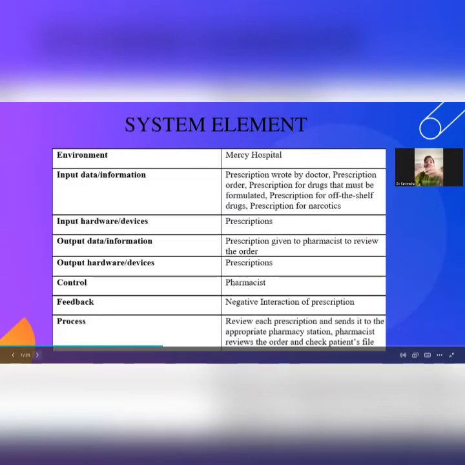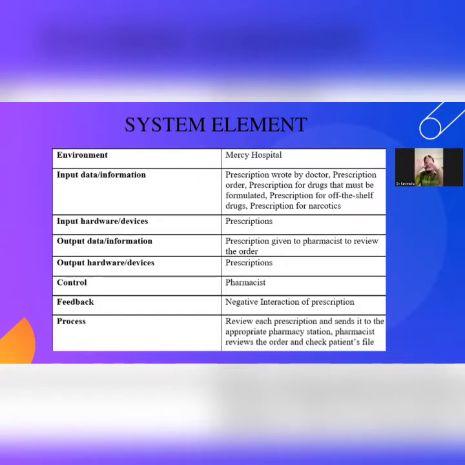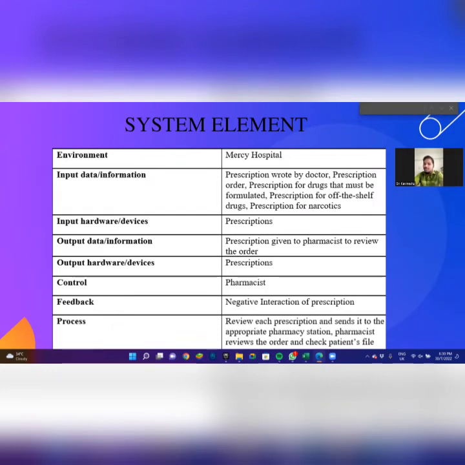This is the system element. The environment and control use input data and information, which would be the prescription written by the doctor and the prescription order: prescriptions for drugs that must be formulated, prescriptions for off-the-shelf drugs, and prescriptions for narcotics. Input hardware devices would be the prescription. Output data and information is the prescription given to pharmacists, who review the order. Output hardware devices are prescriptions again, and control would be the pharmacies. Feedback is the negative interaction of the prescription: process, review each prescription and send it to the appropriate pharmacist. Pharmacists review the order and check the patient file.